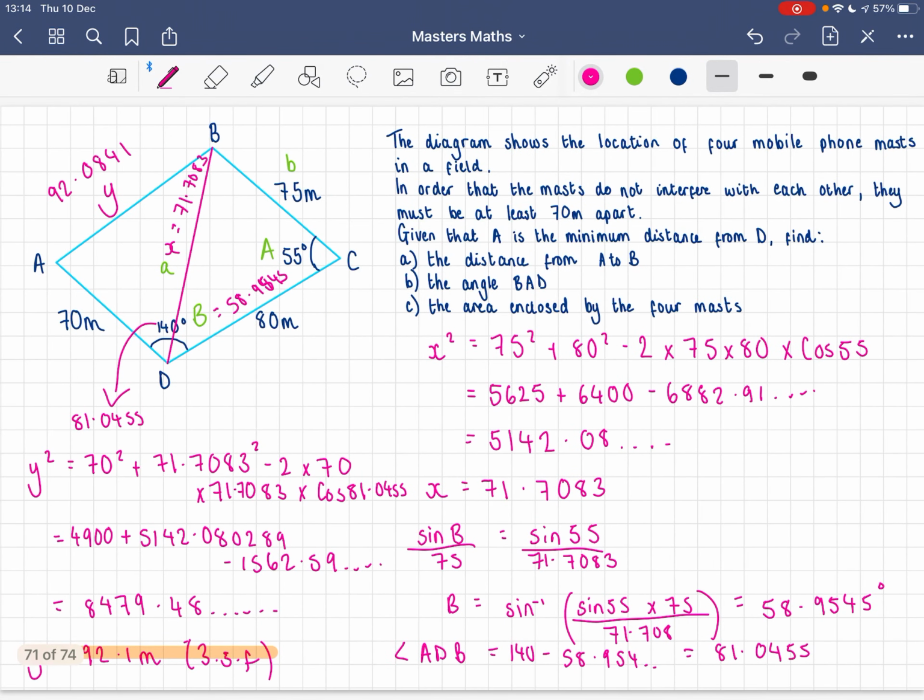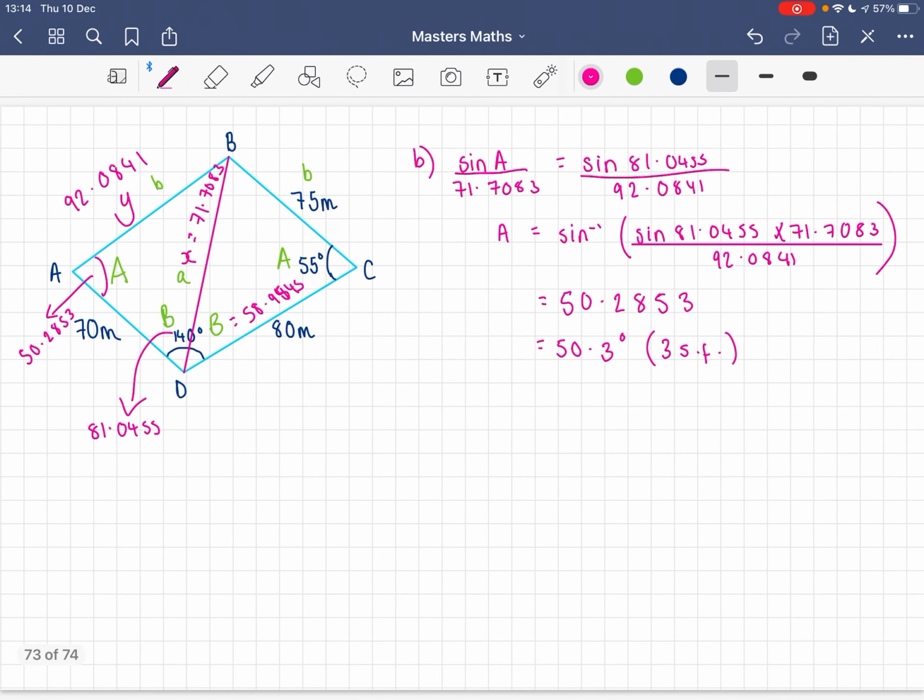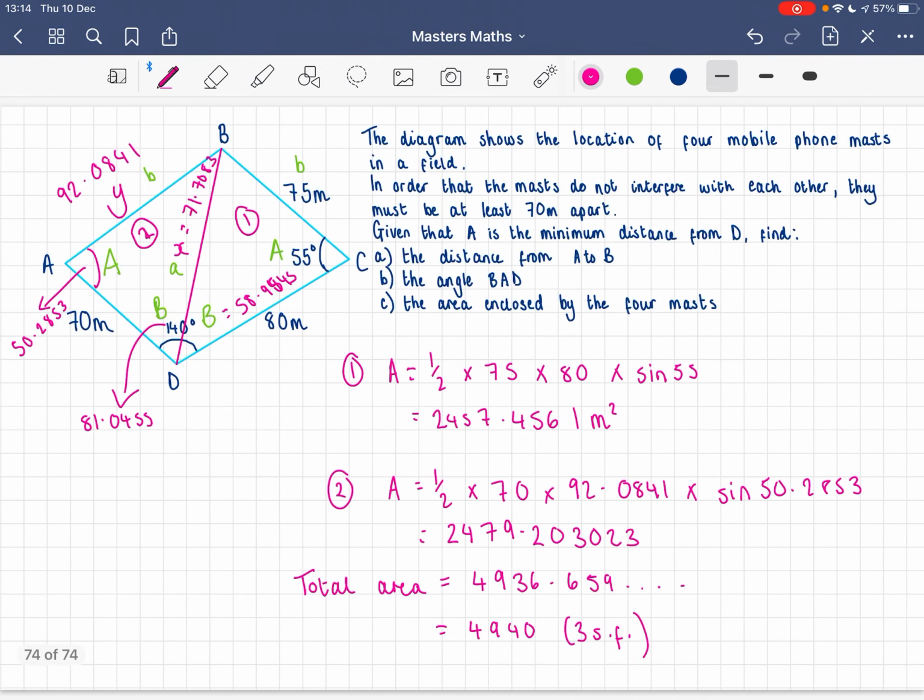There's a lot going on here. Obviously, once you've done the first part, the second two, part B and C, are made a lot easier. You only have to use one formula each time. You might have to use it twice for two different triangles, but you're not having to go around the world to find the missing piece of information.